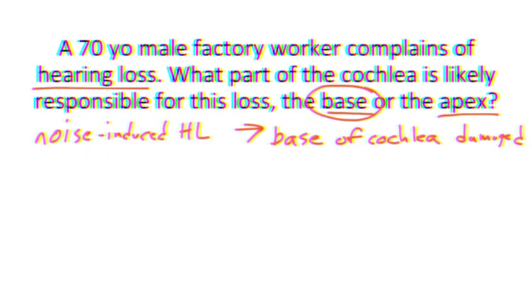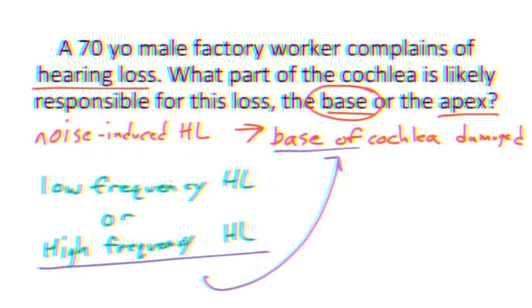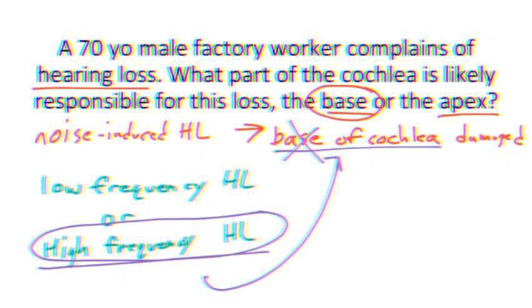If we were to take the question a step further, we could ask if he has lost the ability to hear low frequencies or high frequencies. Recall from the previous slide that high frequencies are associated with the base of the cochlea. So damage to the cilia in the organ of Corti near the base would diminish his ability to hear at high frequencies. So we would suspect that he would have high frequency hearing loss.